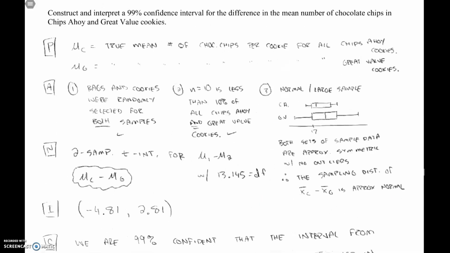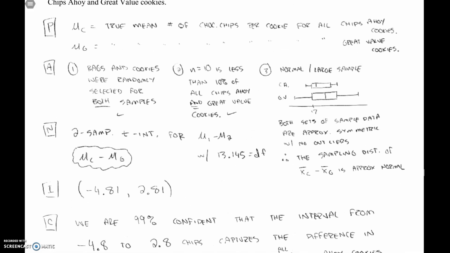All right, so here we go. The parameter, mu sub C, is going to be the true mean number of chocolate chips per cookie for all Chips Ahoy cookies. Mu G is the true mean number of chocolate chips per cookie for Great Value cookies, ditto.